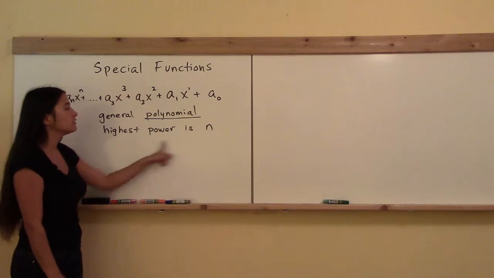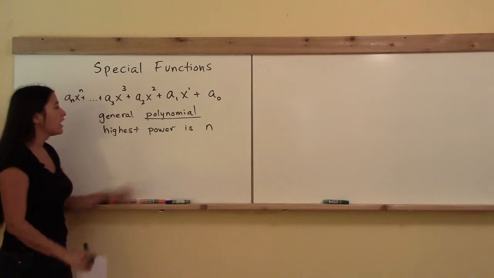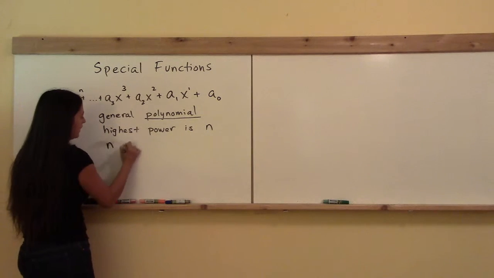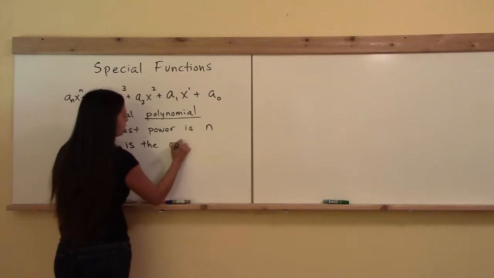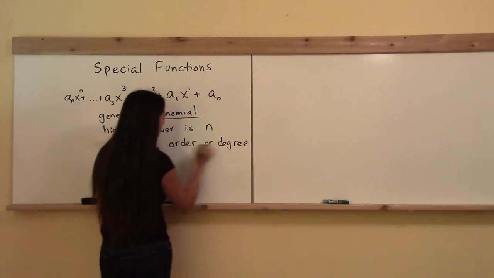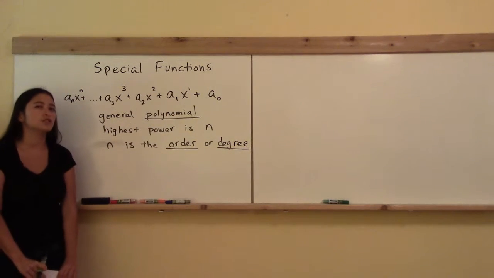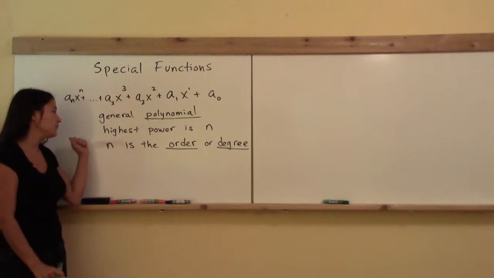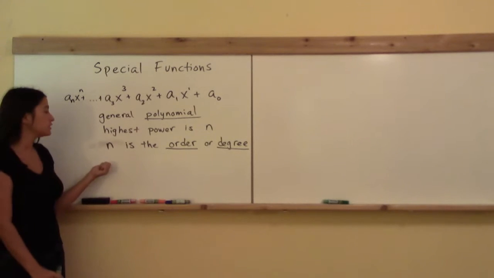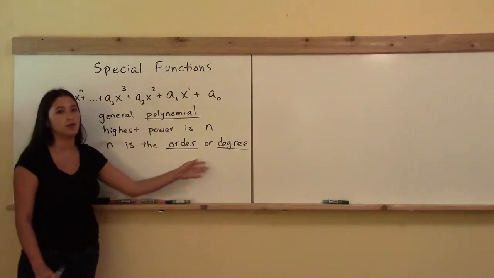So on a linear, the highest power is 1. On a quadratic, the highest power is 2. Now the highest power is n, and we will call that n the order, or sometimes you'll see it called the degree of the polynomial. Okay, and n is a positive whole number, so if your highest power is 17, then you have x to the 17 in your function, and it's a polynomial of order 17 or of degree 17.